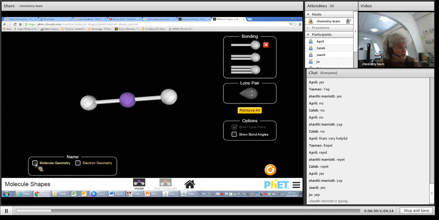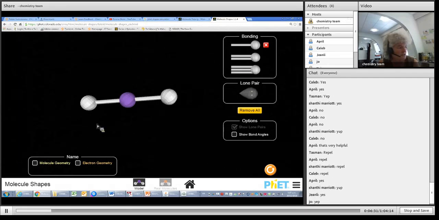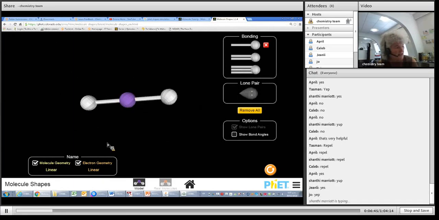So if I've got, and I'll just tick those so you can see, if I've got two areas of negative charge, so this is one area over here and this is one area over there, it's linear, both the electron geometry as well as the molecular geometry. This molecule is a linear shape.